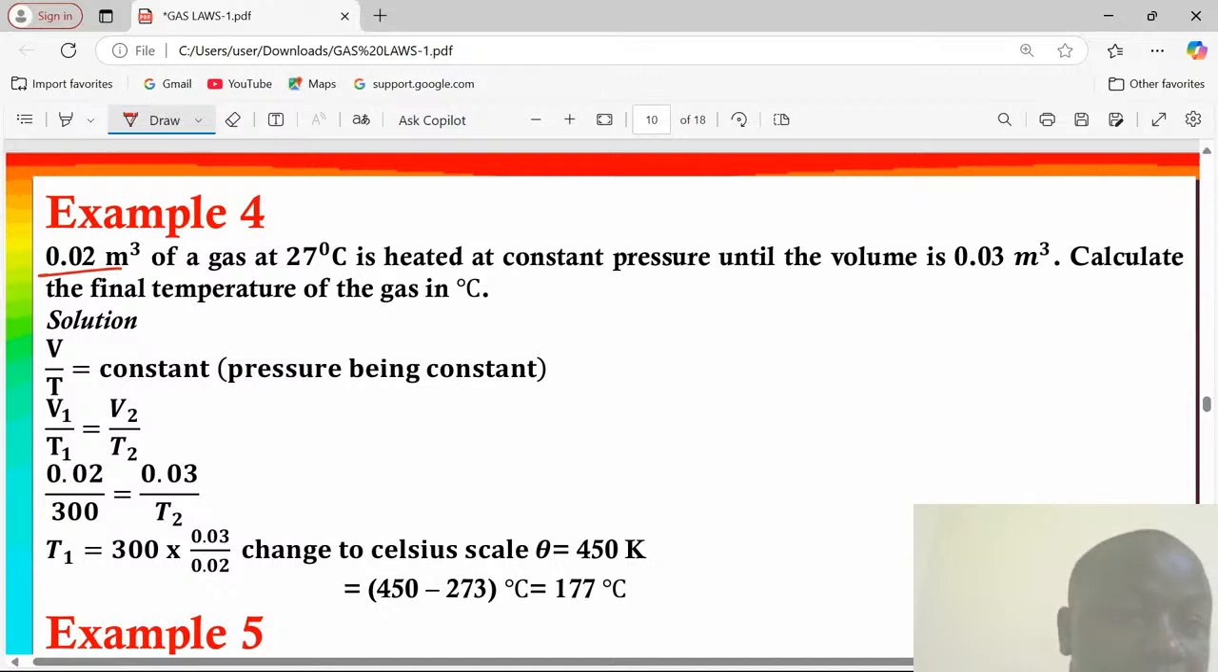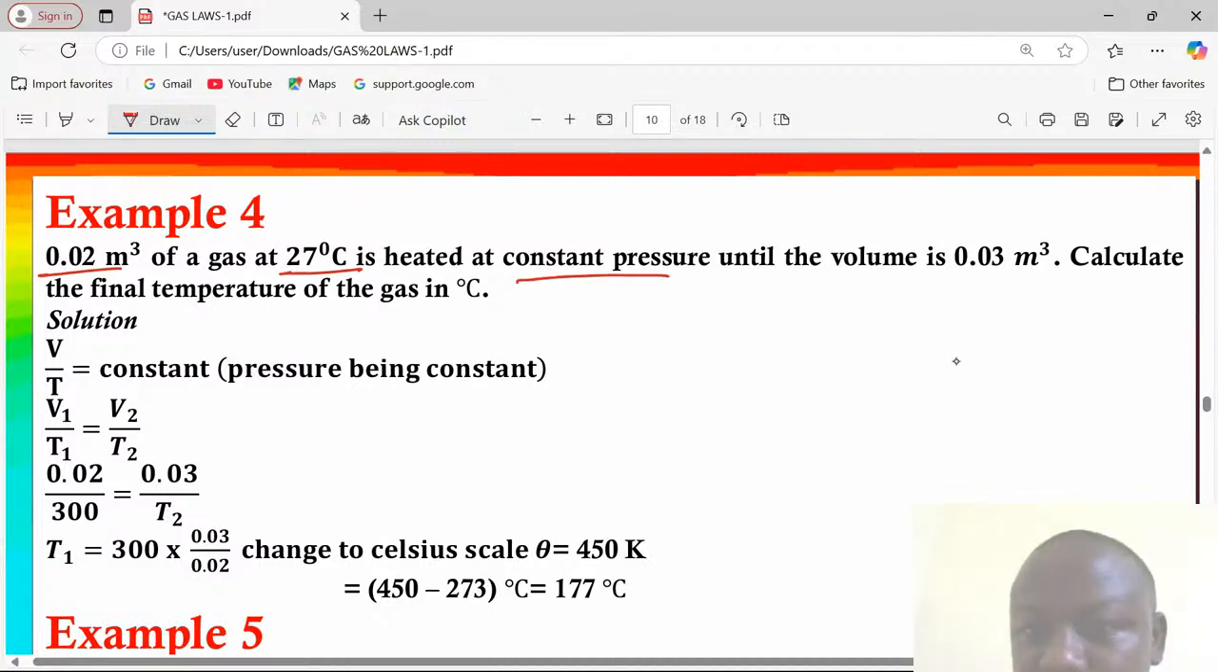0.02 cubic meters of a gas at 27 degrees Celsius is heated at a constant pressure until the volume is 0.03 meters cubed. Calculate the final temperature of the gas in degrees Celsius. Now, what we're supposed to take precaution of here is that this is a trap. Temperature is in degrees Celsius. Any computation must be done when temperature is in the Kelvin scale. That is something you should note. Therefore, we will perform the question using the Kelvin scale, but finally, we will be converting to degrees Celsius.